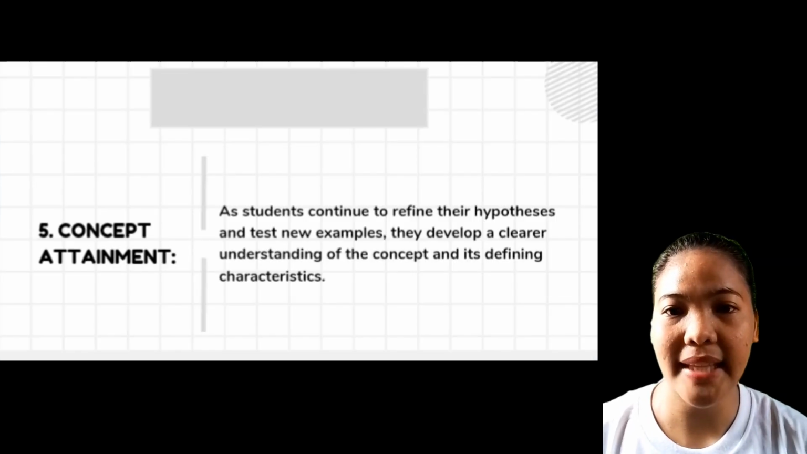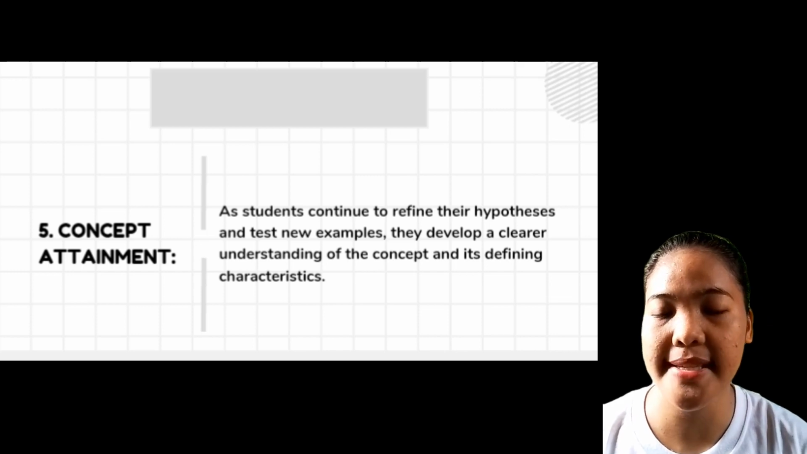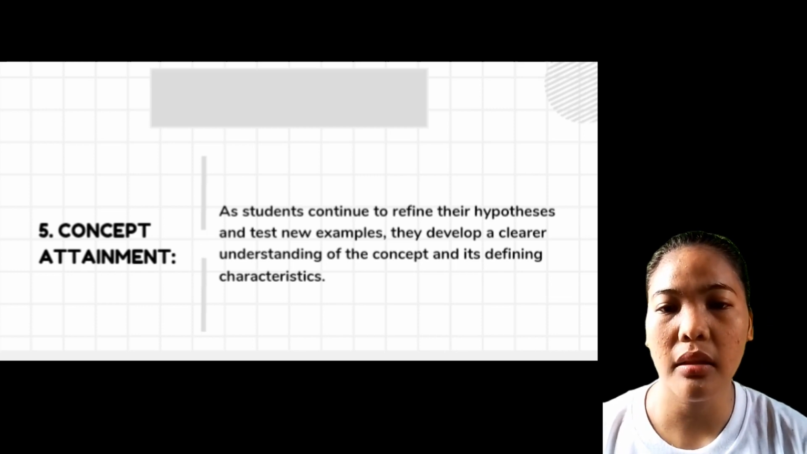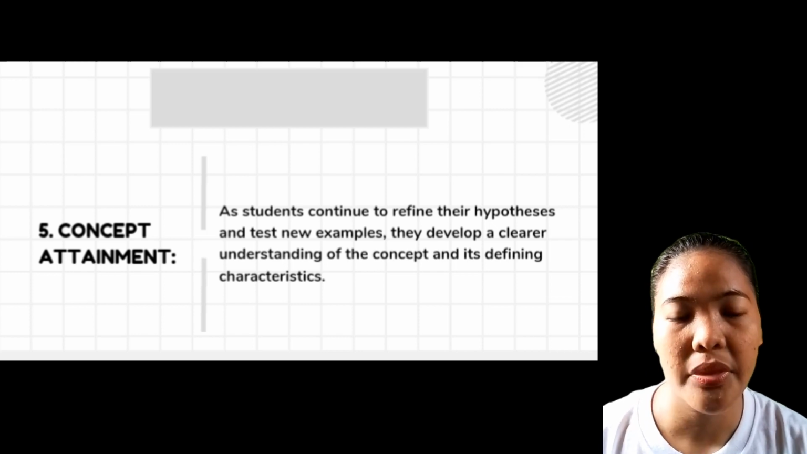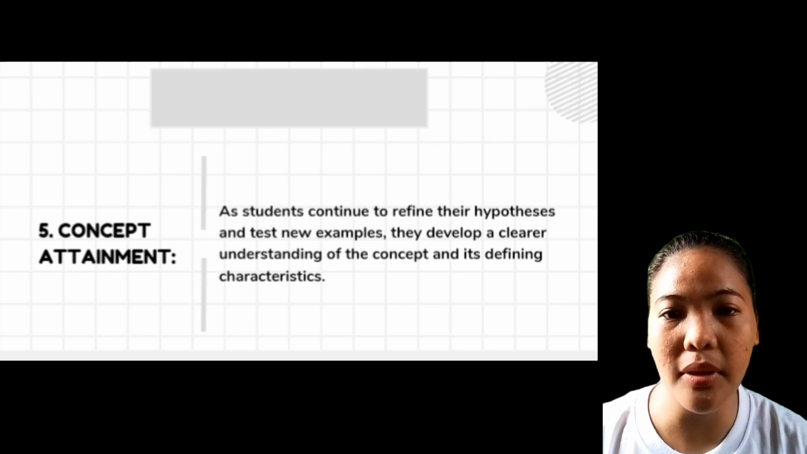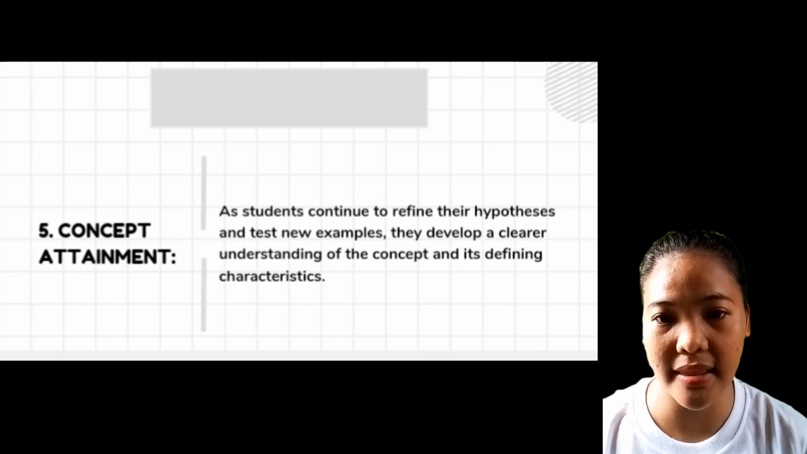5. Concept attainment. As the students continue to refine their hypotheses and test new examples, they develop a clearer understanding of the concept and its defining characteristics. They are able to identify examples as belonging to the concept or not based on their understanding of its attributes.